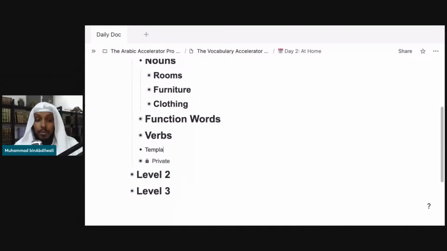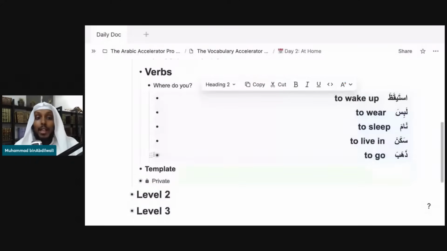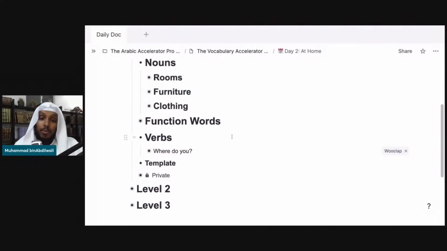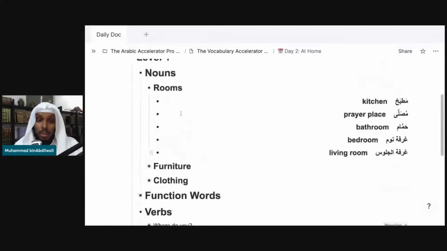In terms of verbs, we again have some verbs, and these are verbs that, generally speaking, happen at home. These are verbs you do at home. So that's what connects all of them together. Okay, let's start with the rooms.